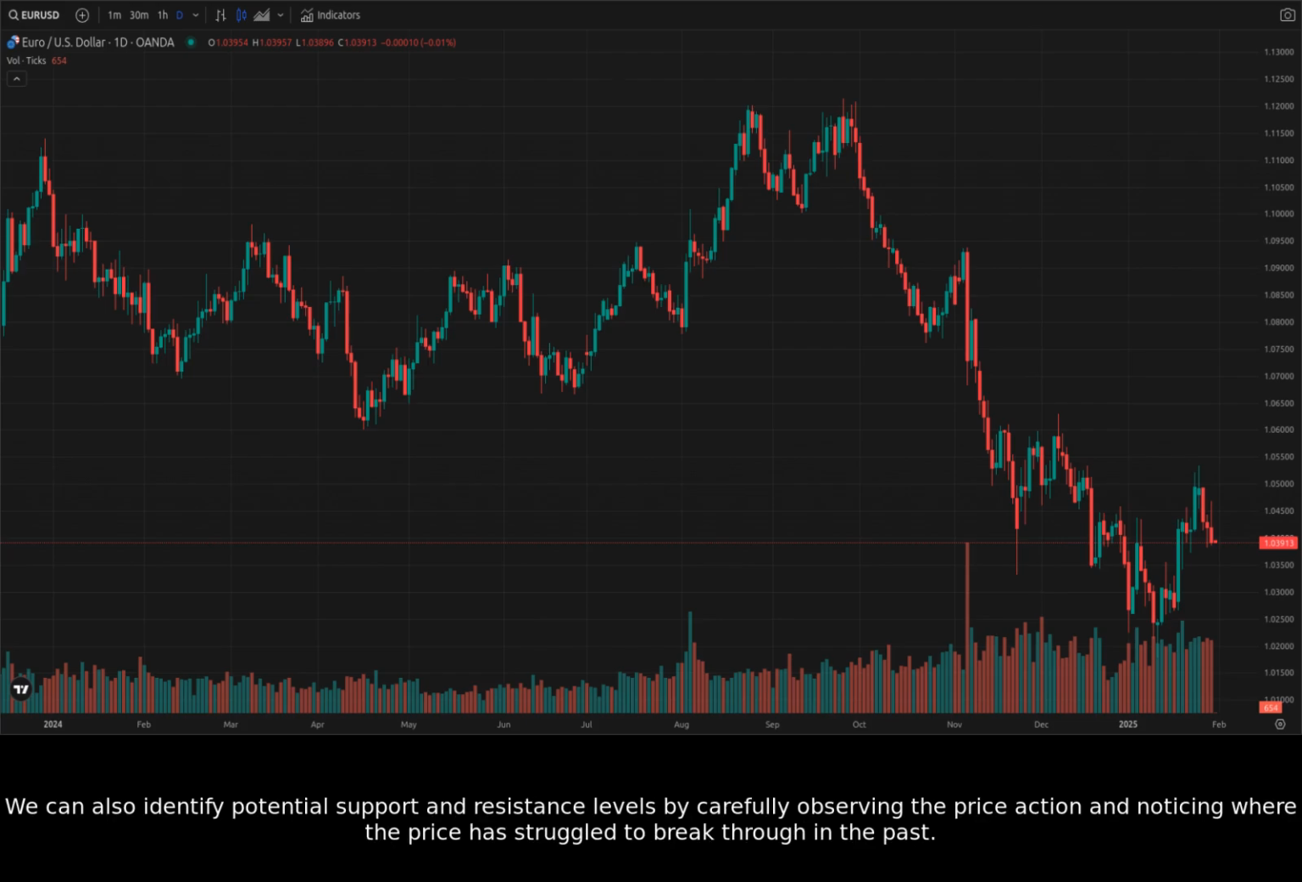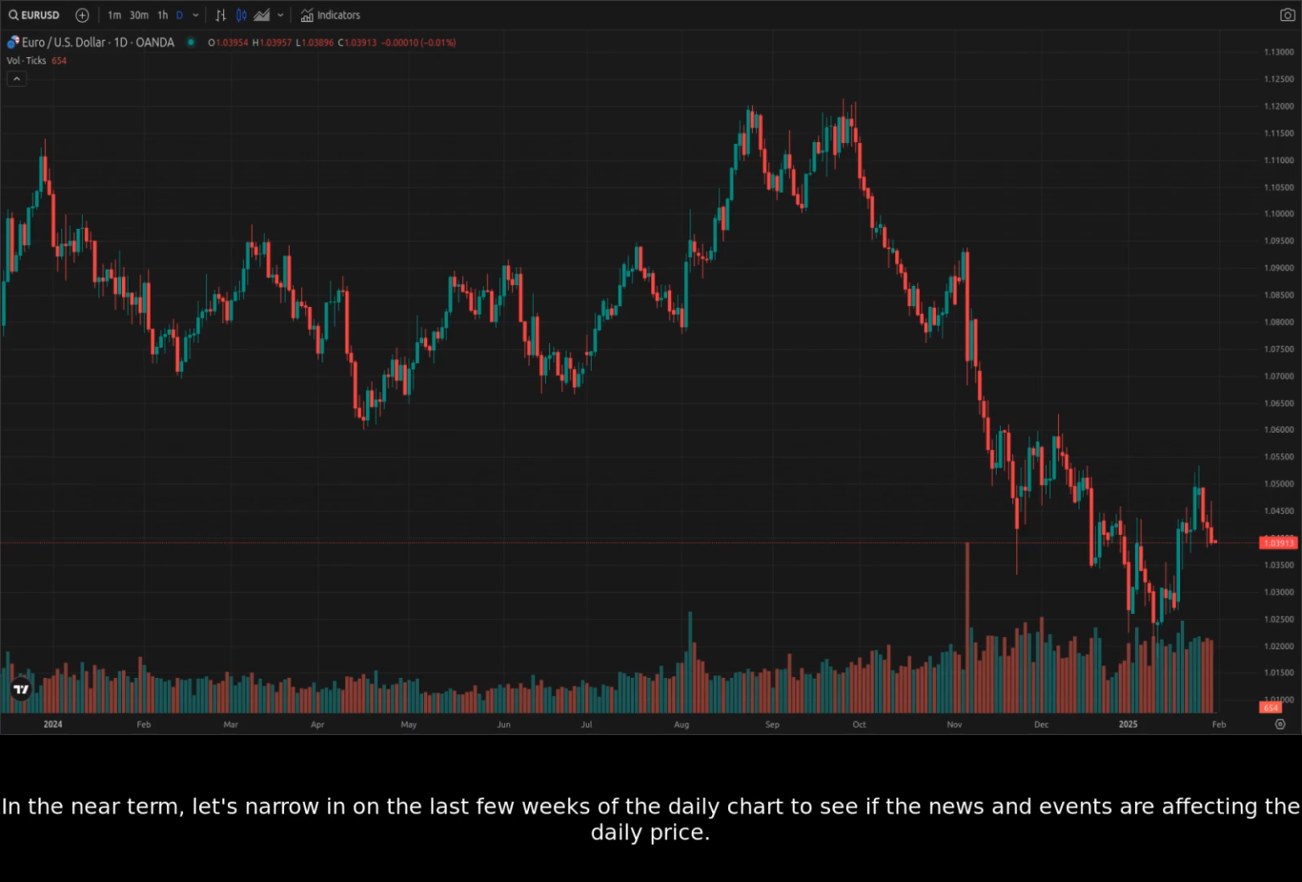We can also identify potential support and resistance levels by carefully observing the price action and noticing where the price has struggled to break through in the past. In the near term, let's narrow in on the last few weeks of the daily chart to see if the news and events are affecting the daily price.